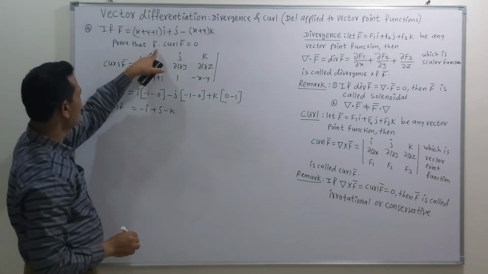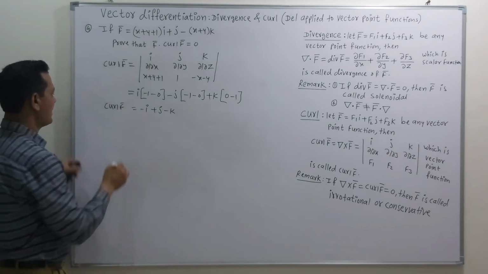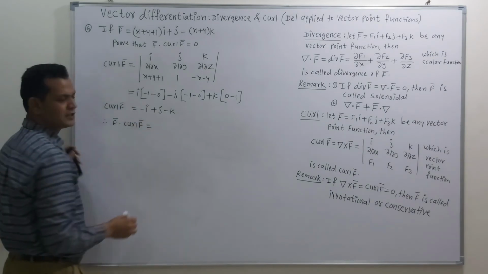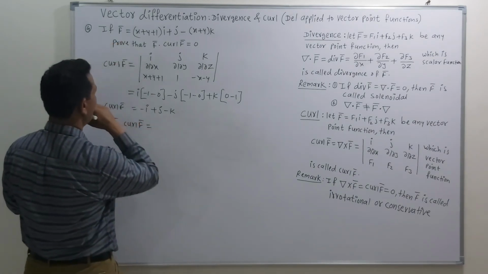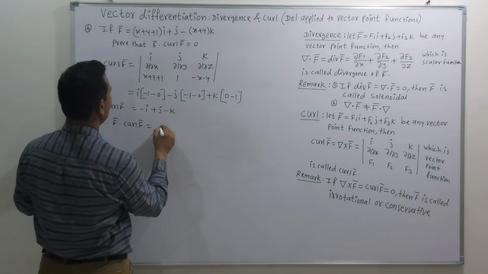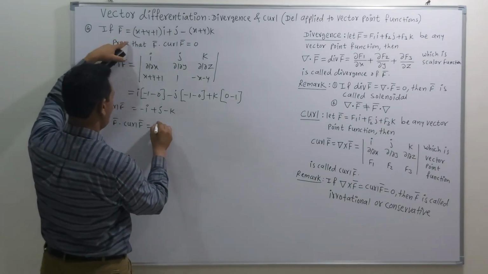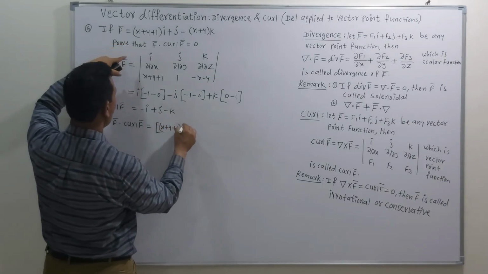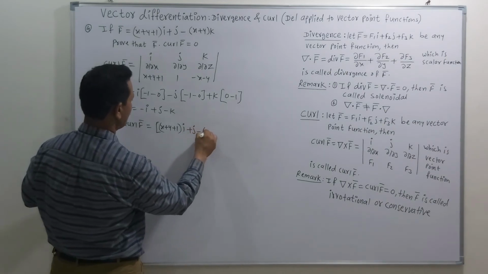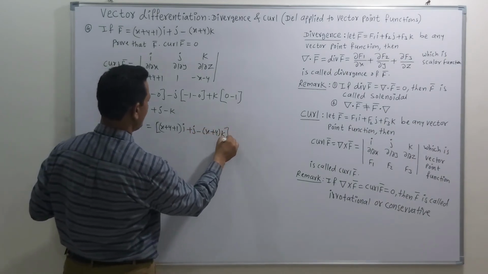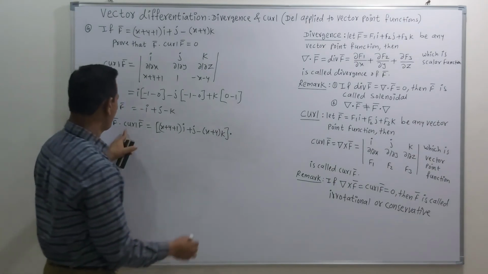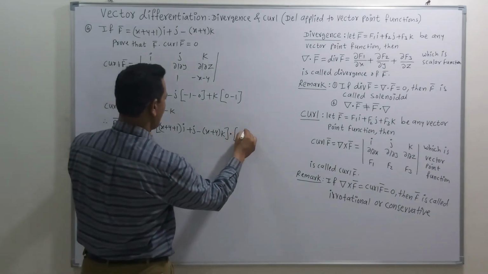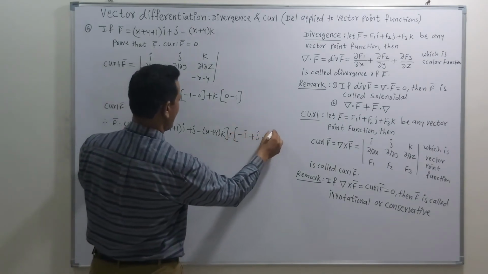Now our aim is to take the dot product of this term with F bar. Therefore F bar dot curl of F bar is equal to, the value of F bar, which we can write as (x plus y plus 1) i plus j minus (x plus y) k. So this is the value of F bar. It's a dot product with curl of F bar. The value of curl of F bar is minus i plus j minus k.